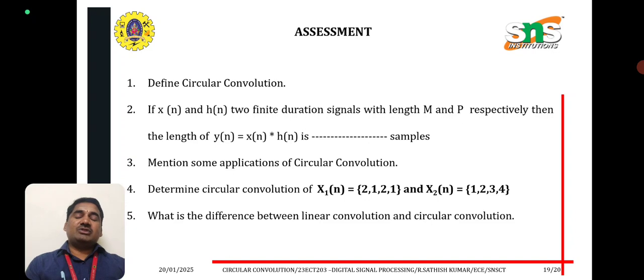In linear convolution, x of n and h of n are the two given sequences used to find the output y of n. In circular convolution, multiplication of two DFTs is circular convolution. Multiplication of two sequences in the time domain is linear convolution. Multiplication of two sequences in the frequency domain is circular convolution. Thank you.